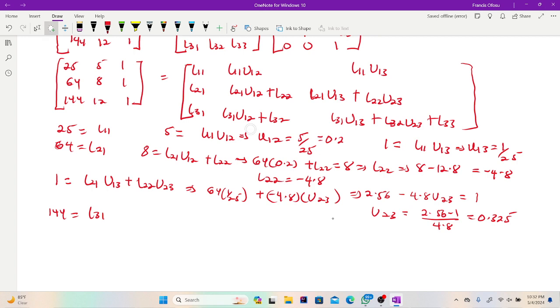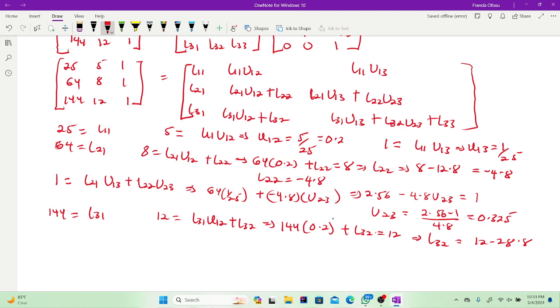That's all. Then we come towards the second part. I have 12 is equal to L31 U12 plus L32. So this is going to give me my L31, which I know to be 144. So 144 multiplying U12. What is U12? 0.2 plus L32, which I don't know, should give me 12. So with this calculation, I'll get 144 times 0.2, and that is 28.8. So my L32 is simply going to be 12 minus 28.8. And what's the answer? Negative 16.8, right? So L32 is equal to negative 16.8.